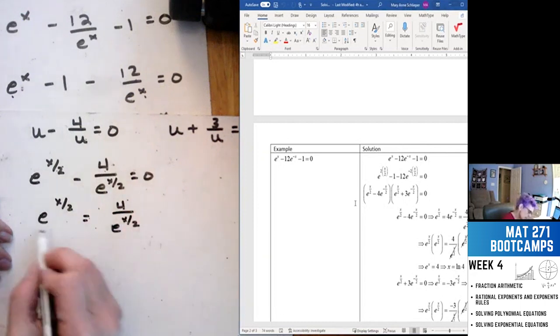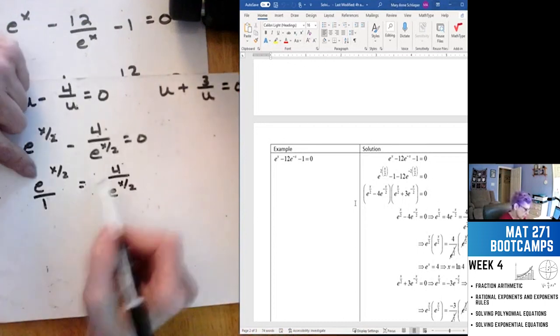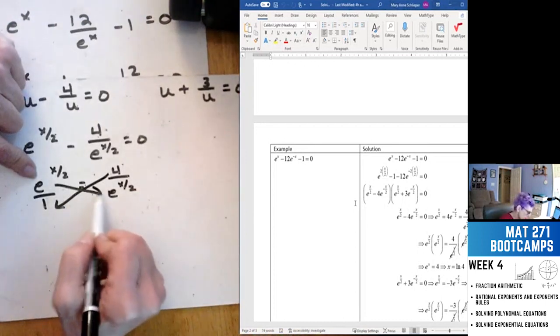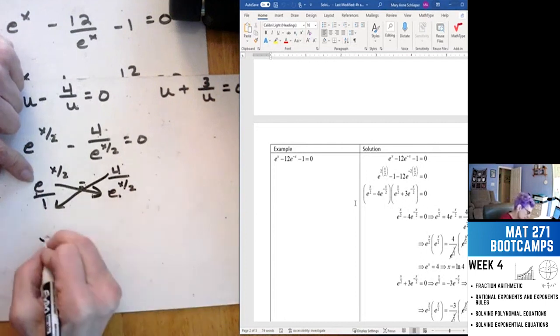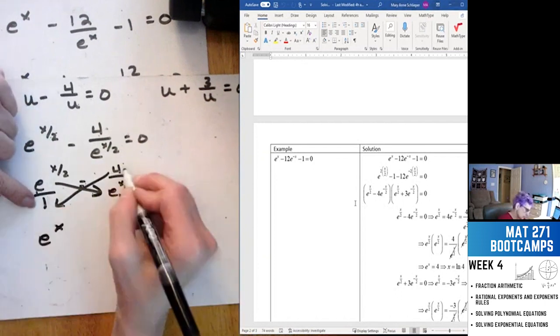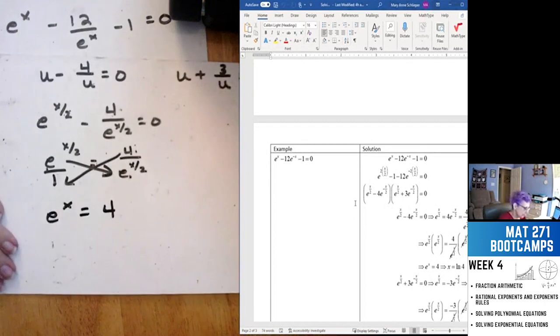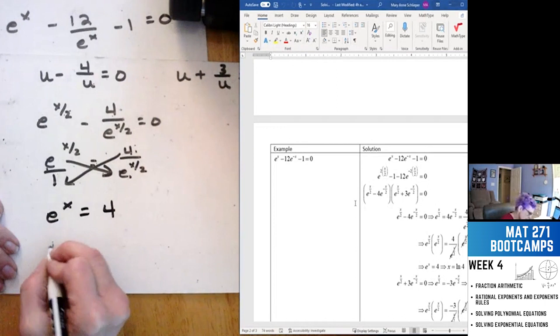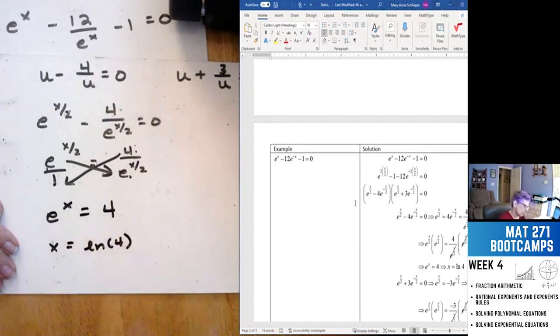When I cross multiply, I'm going to put my 1 on the bottom there just so this one has somebody to play with. e to the x over 2 times e to the x over 2 is e to the x. 1 times 4 is 4. And now finally, it looks easy. Natural log both sides. x is the natural log of 4.